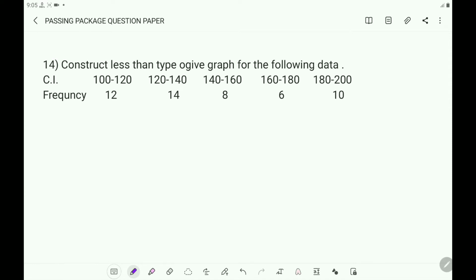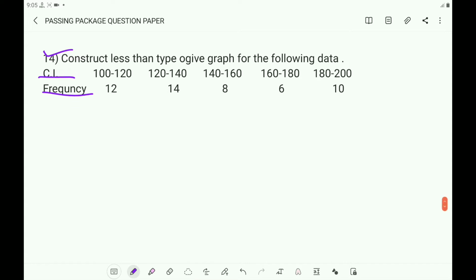Now let us take question number 14. Construct less than type ogive graph for the following data. Here class interval is given, frequencies are given, and we have to draw the ogive. What type of ogive? That is less than type ogive. You know that for the less than type ogive, we have to take the upper limit on the x-axis and the corresponding cumulative frequency on the y-axis.